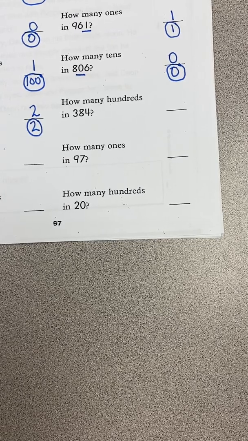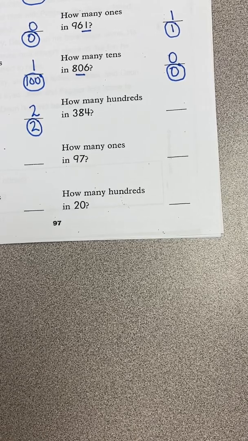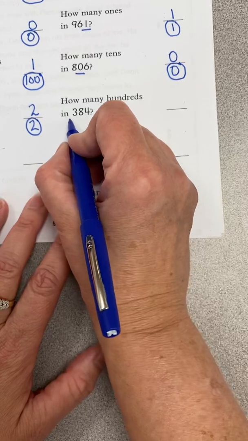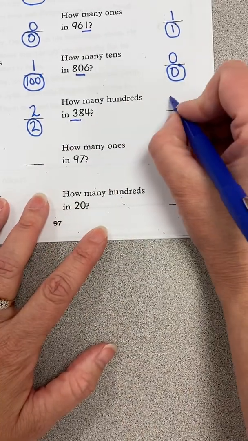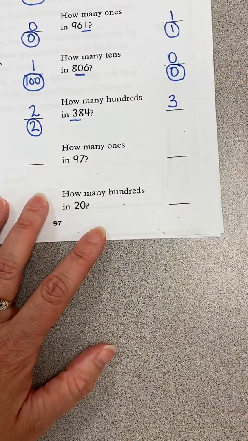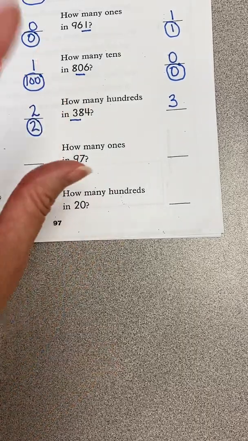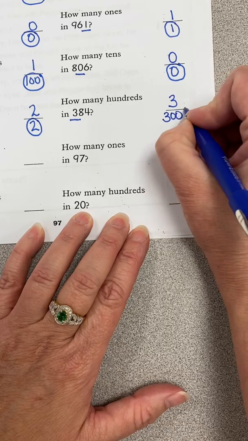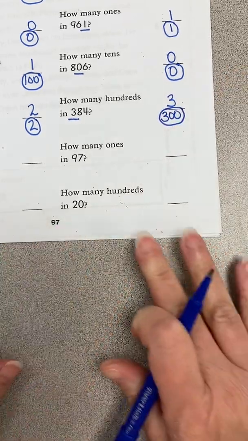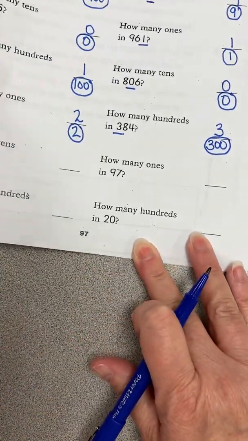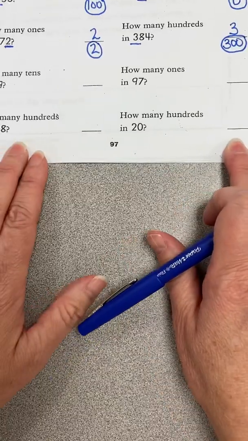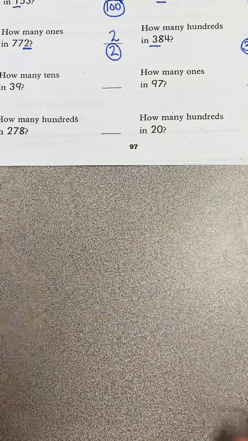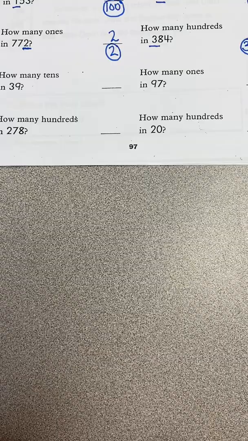See if you can do that one. How many hundreds in 384? All right, let's underline the number in the hundreds place. We know there's a 3 there. We know that if we count by hundreds, 100, 200, 300, we count 300. Good job. I'm going to give you just a minute to do the last 4, and then we will count those together.